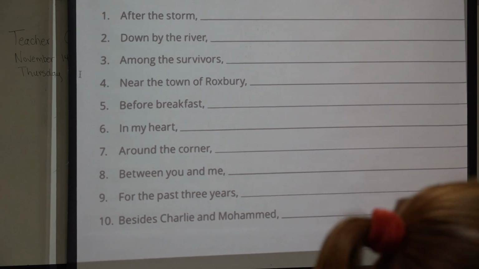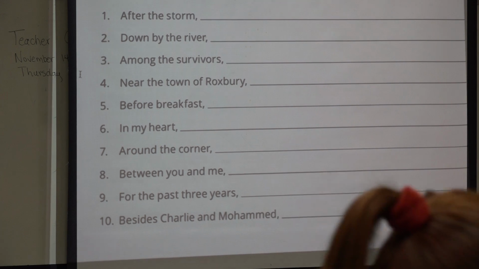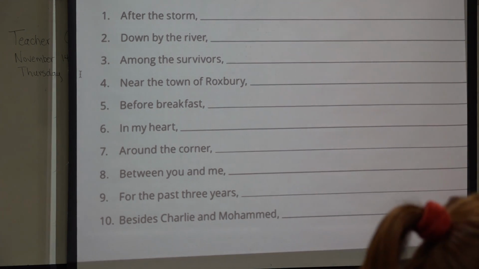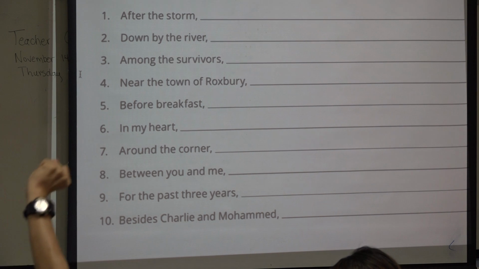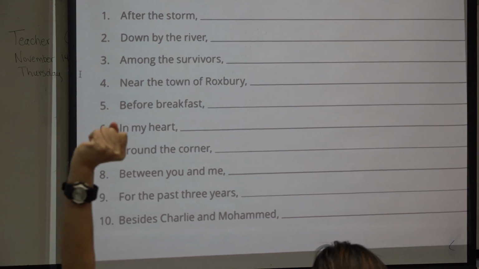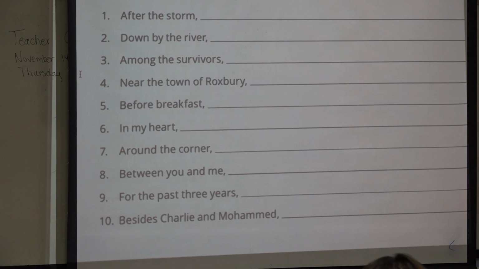Oh, around the corner, there are small babies. There is, because it's only one base. There is. Between you and me, we have many kinds of foods.